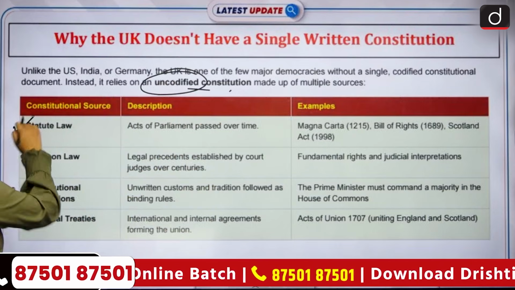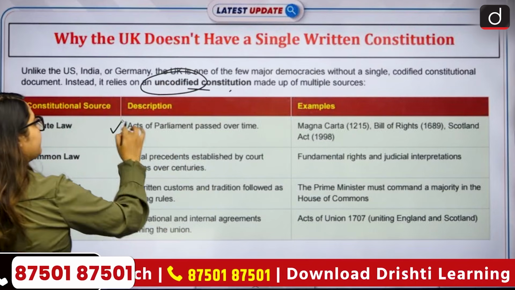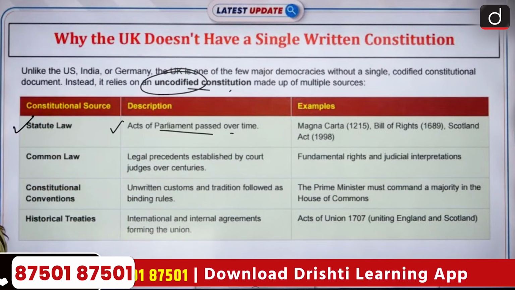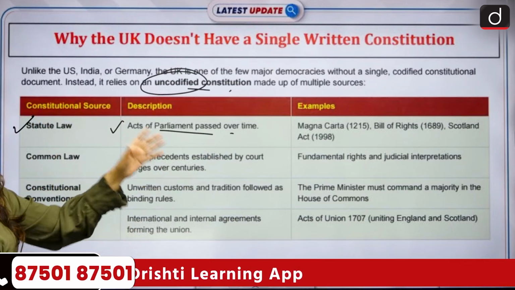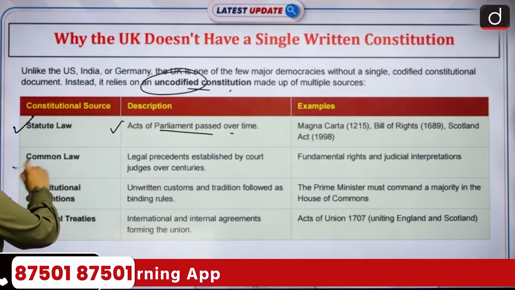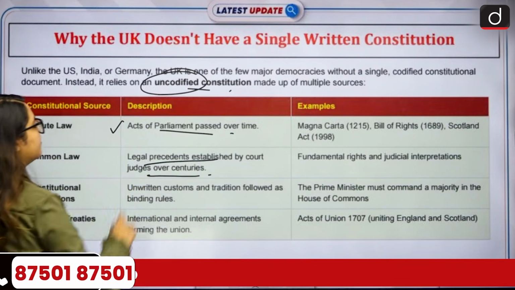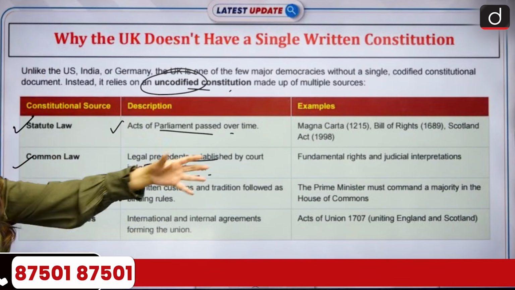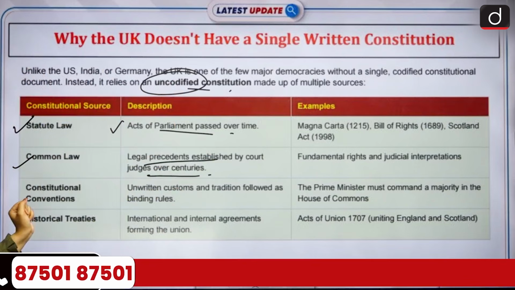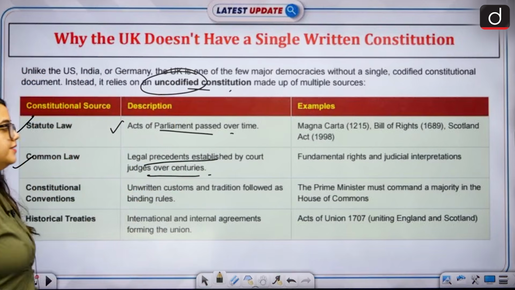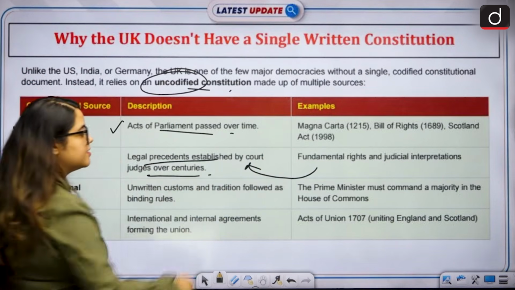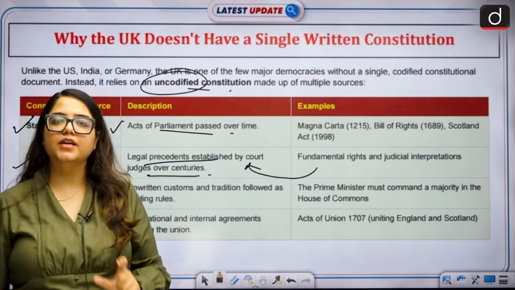Like for statute law, acts of Parliament are passed over time. Examples: Magna Carta, Bill of Rights, Scotland Act. They keep passing an act for every situation. For common law, legal precedents are established by court judges over centuries and centuries, and the precedents are going on. Fundamental rights and judicial interpretations all fall under legal precedent rather than a proper codification.